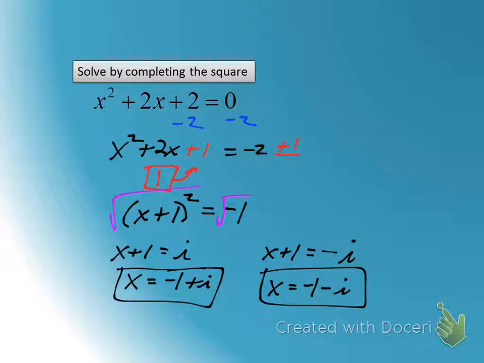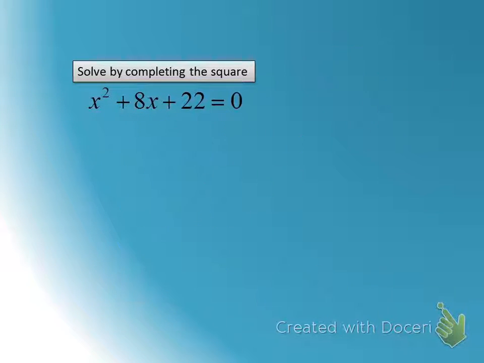Can you write that out? First step is what? Subtracting 22. Okay. Subtract 22, you get x squared plus 8x, leave space, equals -22. 8 divided by 2 gives you 4. Square 4, you get 16. So plus 16 here, plus 16 here.